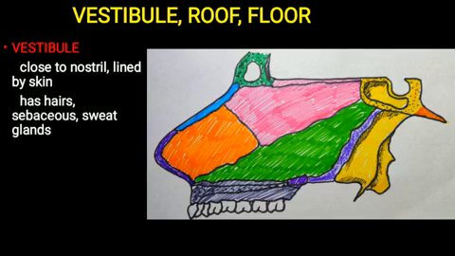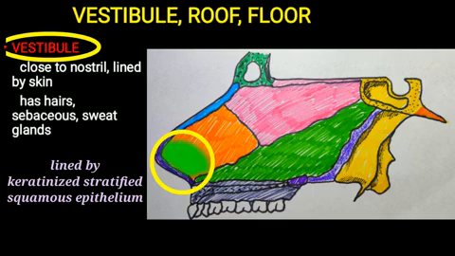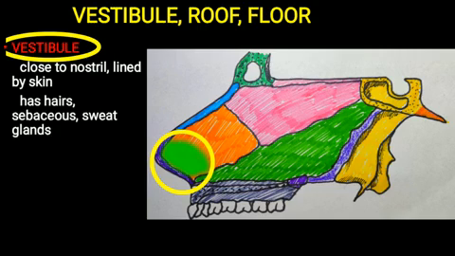Next, we'll see about the vestibule, the structures forming the roof, floor of the nasal cavity. Vestibule is a small area of the nasal cavity which is present close to the nostril. This is the only part of the nasal cavity which is lined by the skin epithelium, that is the keratinized stratified squamous epithelium. The rest of the nasal cavity is lined by the respiratory epithelium, which is the pseudostratified ciliated columnar epithelium. This vestibule has coarse hairs so that it can trap the foreign particles from the inspired air. It also has numerous sebaceous and sweat glands, hence furuncles, boils and acne are common in this area.